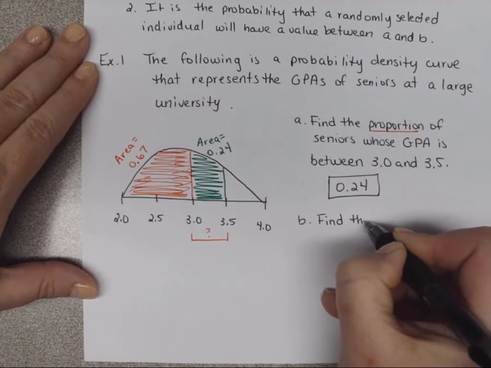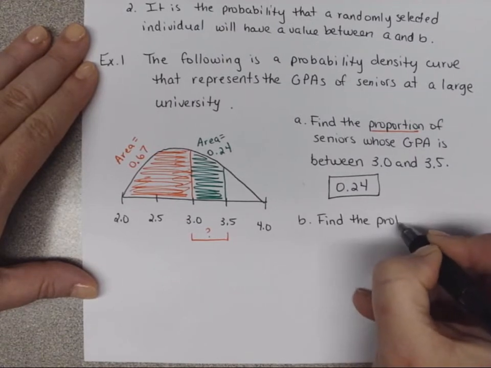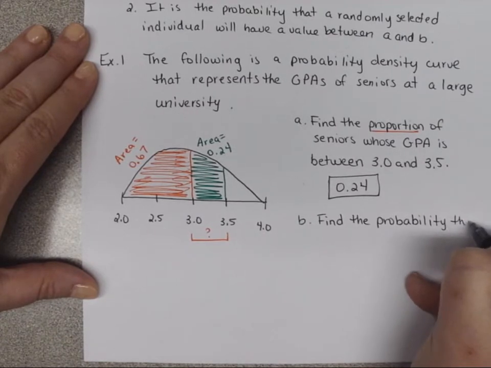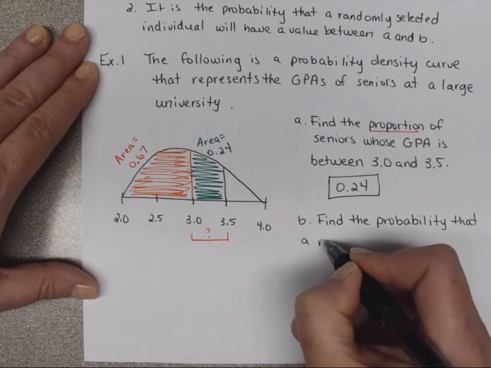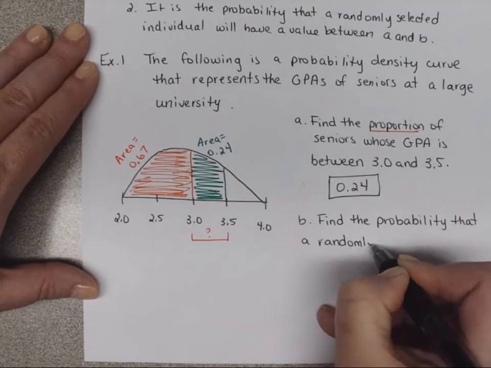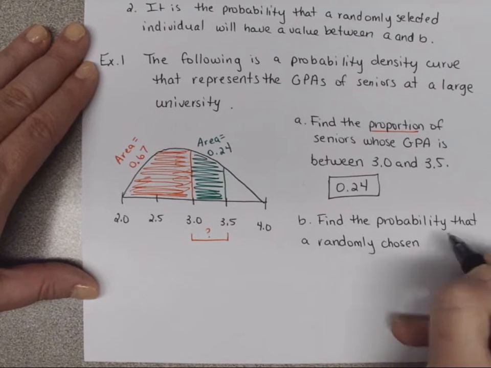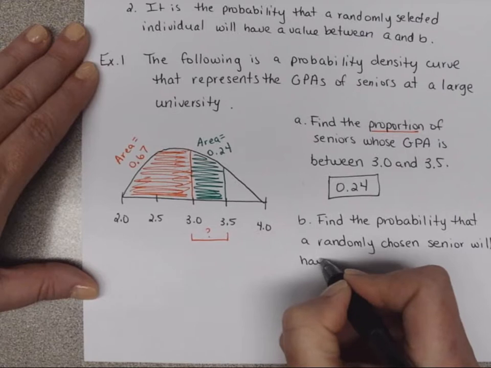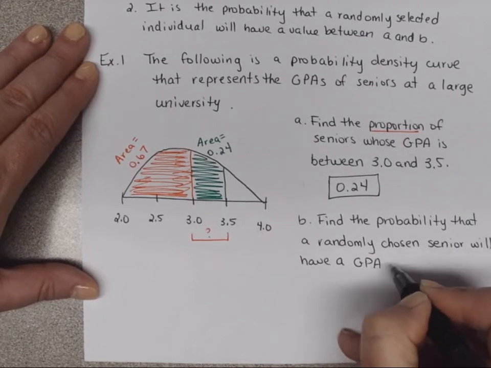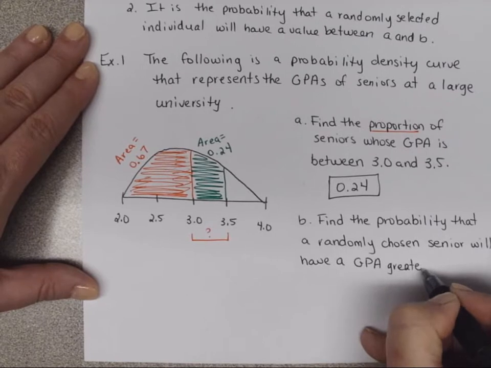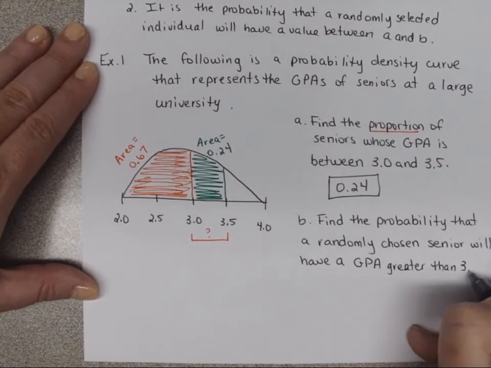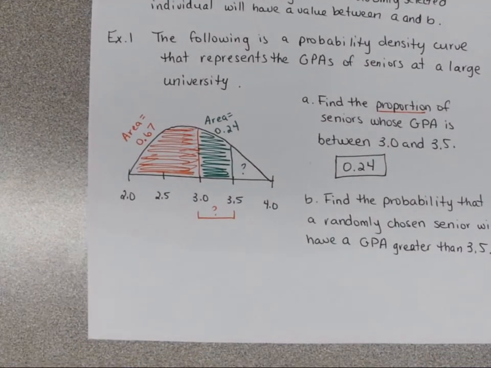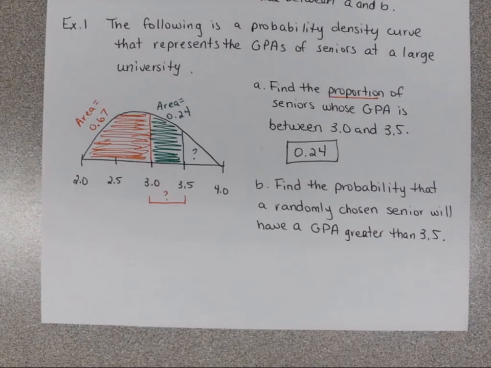Okay, so what about the second form of the question? What if I asked you to find the probability that if I just randomly close my eyes and point out a senior, what's the chances that that randomly chosen senior will have a GPA that is greater than 3.5? Okay, so notice I'm asking you about this area, and I didn't give you that area, but because of what we know about probability density curves, we should be able to figure that out, right?